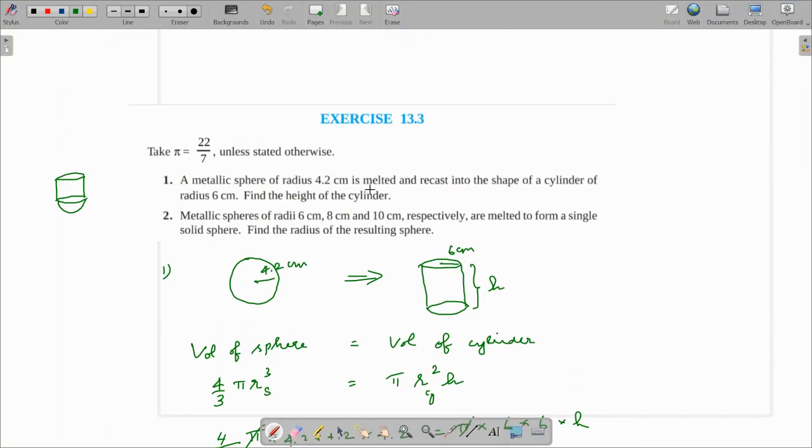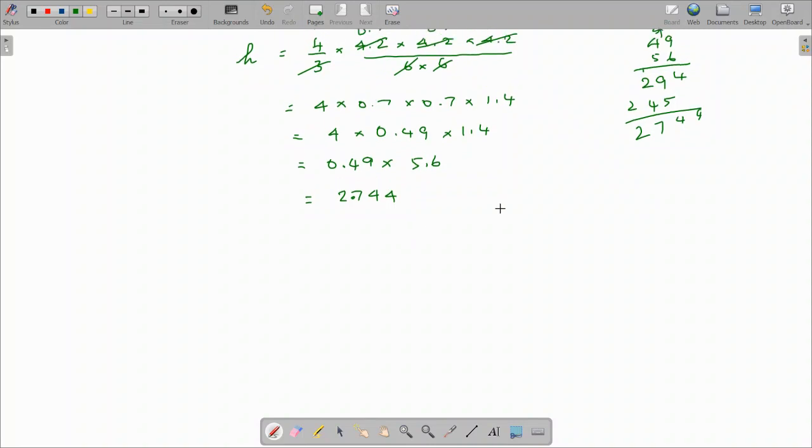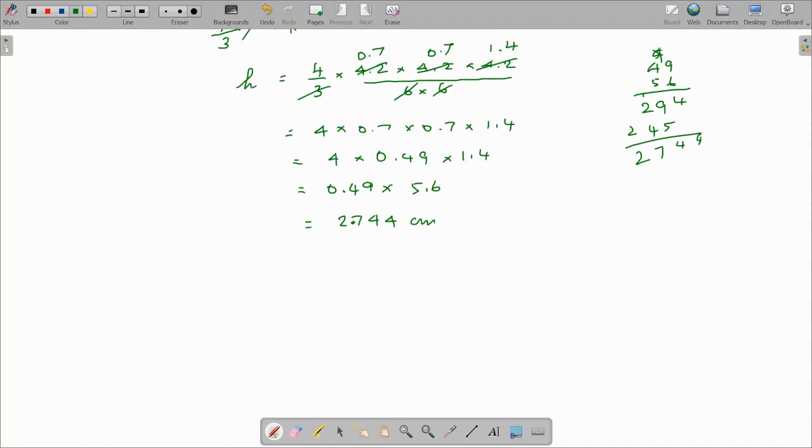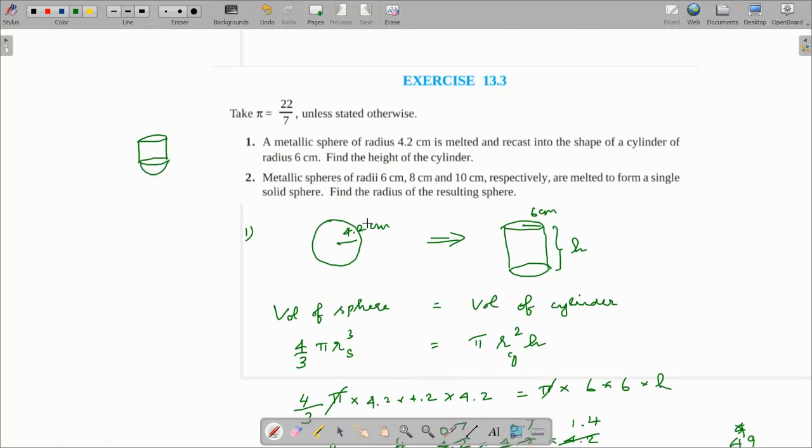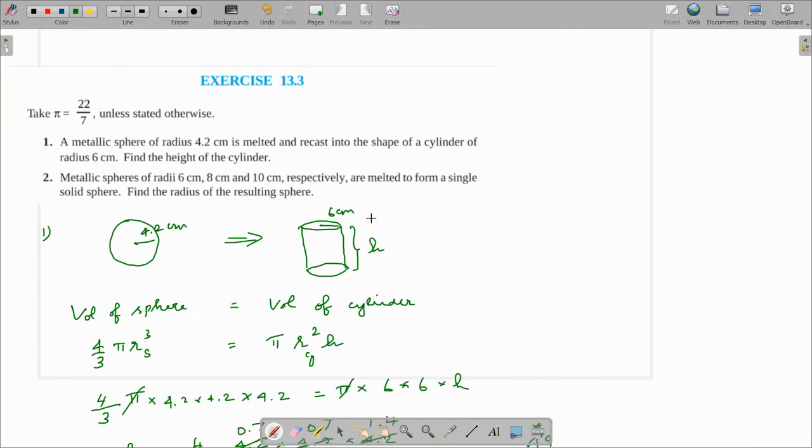In the question, all the data was given in centimeters, and therefore the height is also going to be in centimeters. So the height we have found out is 2.744 centimeter. Okay.